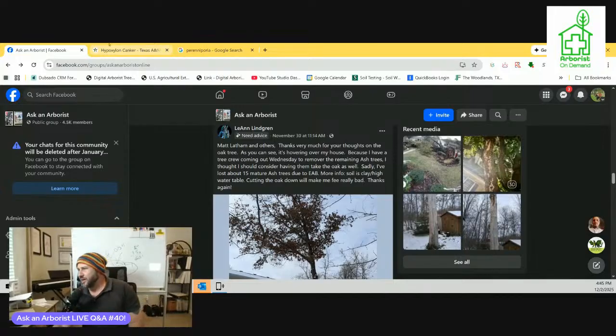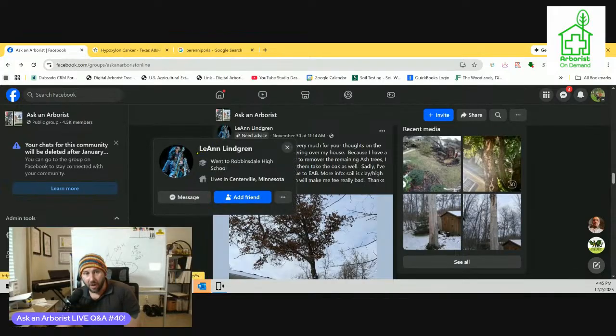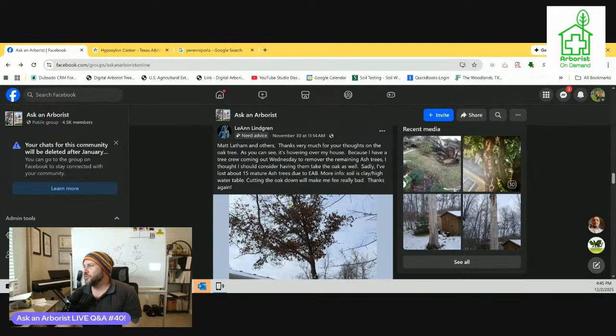Leanne's asking, Matt Latham and others, thanks so much for your thoughts on the oak tree. As you can see, it's hovering over my house because I have a tree crew coming out tomorrow to remove the remaining ash trees. I'm so sorry, Leanne. Emerald ash borer is a nightmare. Sadly, I've lost about 15 mature trees due to emerald ash borer.